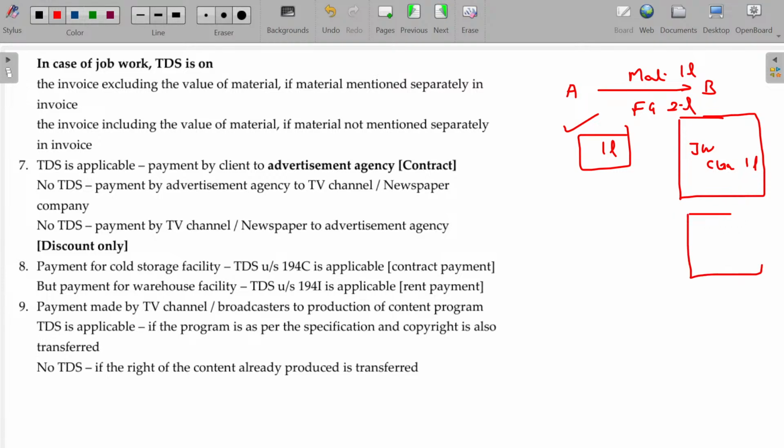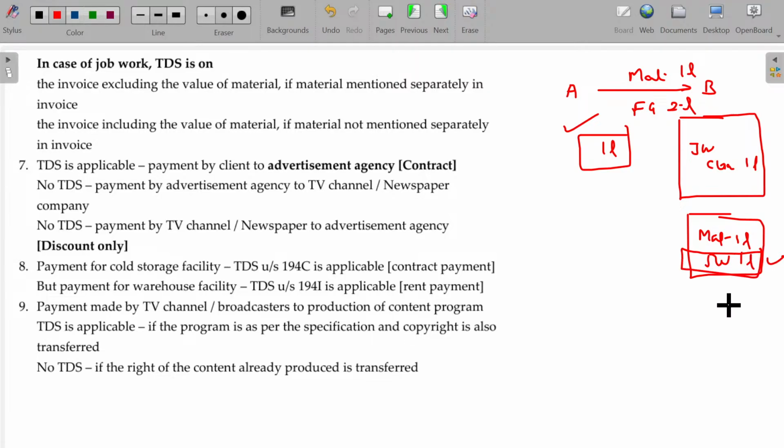Or it can be this way. A may say to B, I cannot send the material, you can purchase the material nearby, I'll just give the order and you purchase, I'll settle separately. Then B makes it ready and sends it to A. By that time, material 1 lakh, job work charges 1 lakh. In this case also, TDS is deductible only on this 1 lakh.